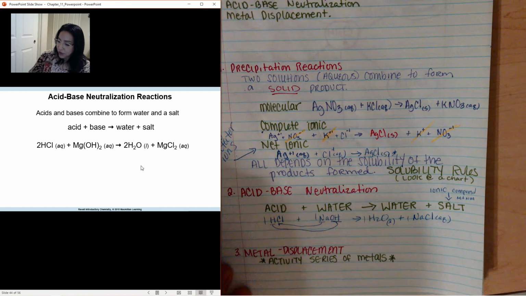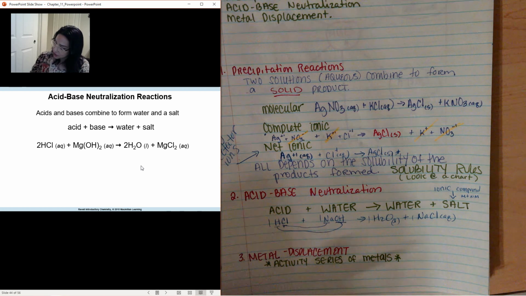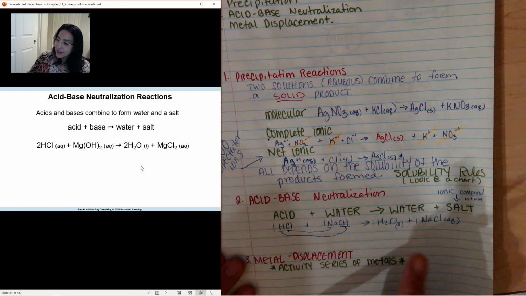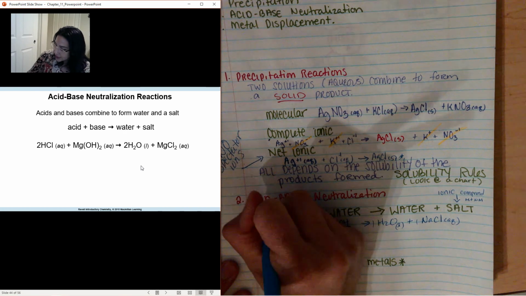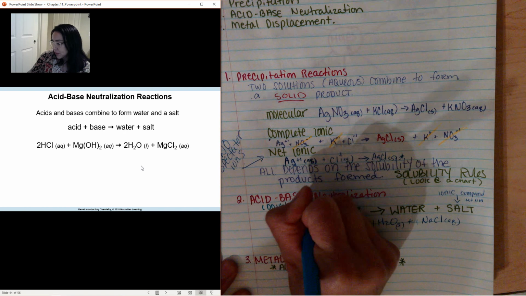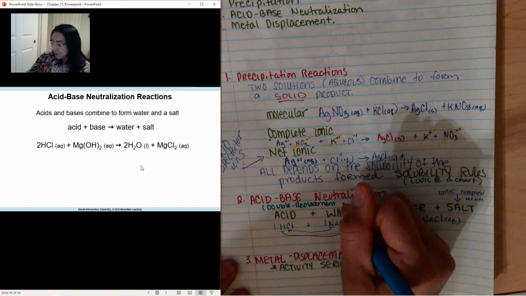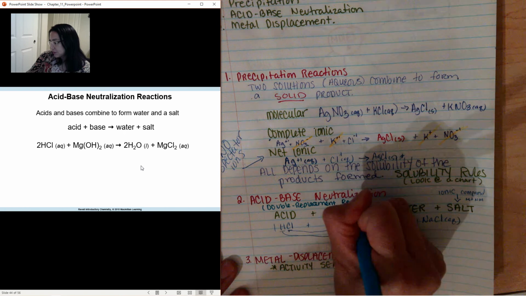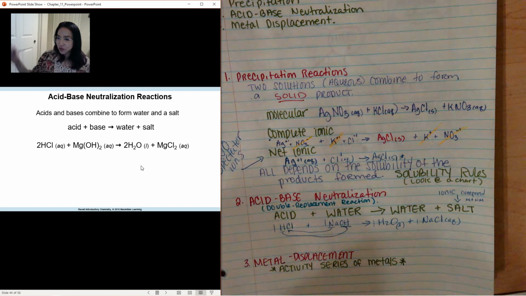Acid-base neutralization reactions are also known as double replacement reactions. So the only difference is that this produces water and a salt. We always know what it's going to produce. So it is a type of double replacement reaction. And that's the one we call the swingers because they switch partners.